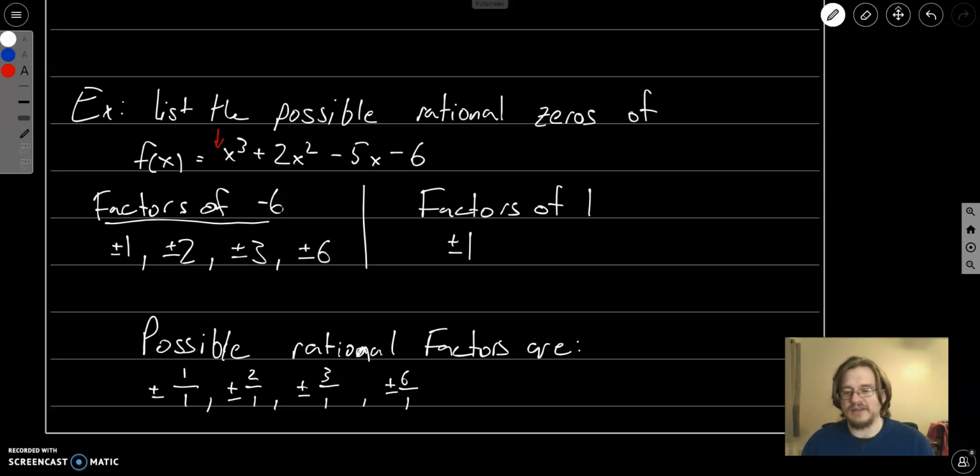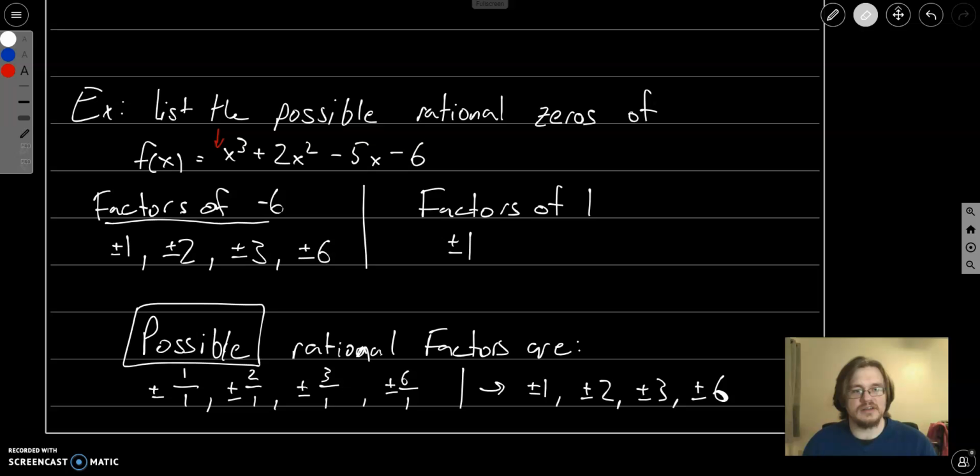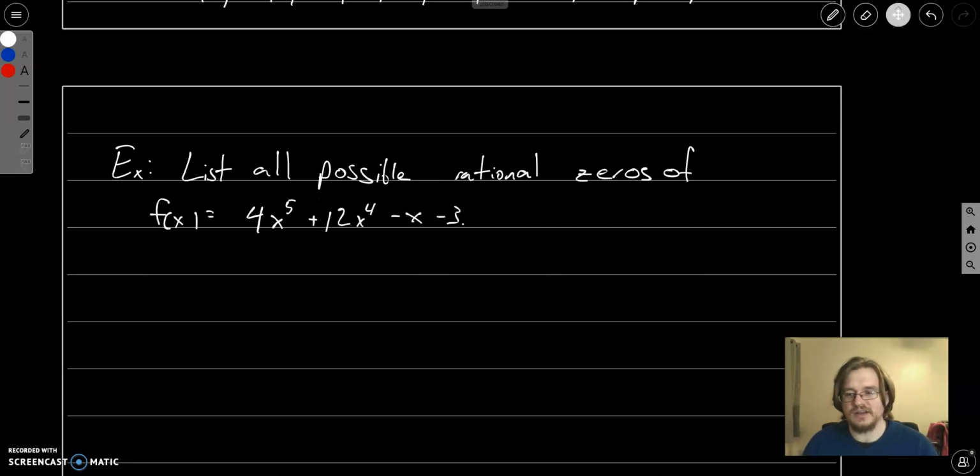So if I simplify these, the rational zeros are either going to be plus or minus 1, plus or minus 2, plus or minus 3, or plus or minus 6. Now, these are all of the possible zeros, but it doesn't mean that they all are. These are the only ones that we would have to check. Okay, let's look at another example really quick.